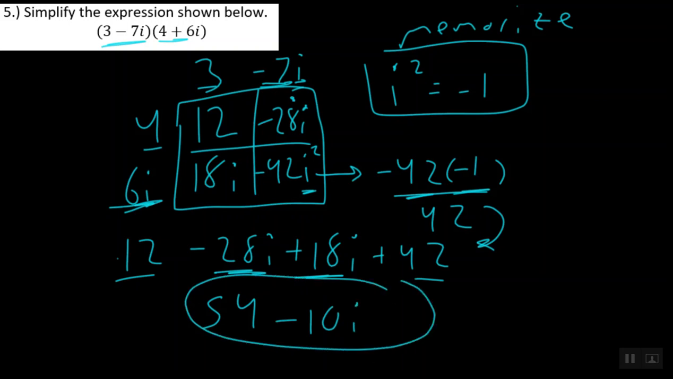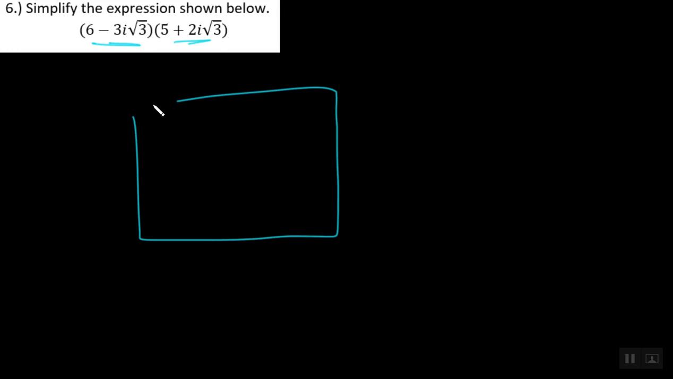And there's your answer. All right, we got two more. Pause the video, finish taking notes. Let's move on. Okay, for problem 6, we have two more binomials. This time, though, notice we added some radicals. So let's go ahead and draw our box method.